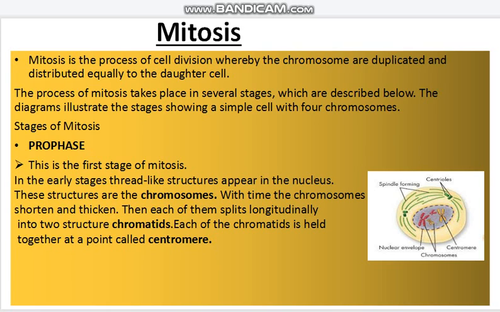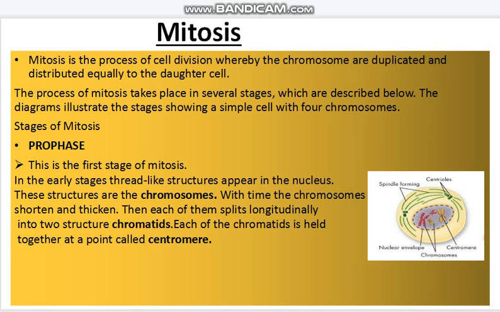Then each of these splits longitudinally into 2 structures, the chromatids. Each pair of chromatids is held together at a point called the centromere. So the centromeres are the points where, after the chromosomes have shortened and thickened and split into 2 chromatids, they are held together. This is the first stage of mitosis, which is prophase.